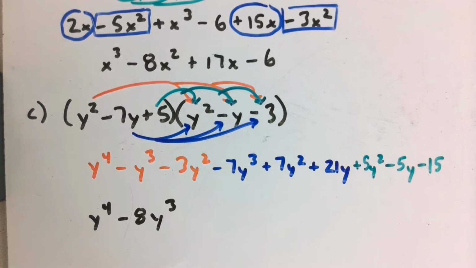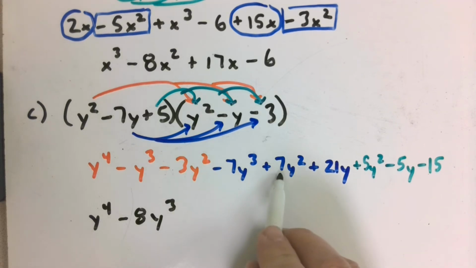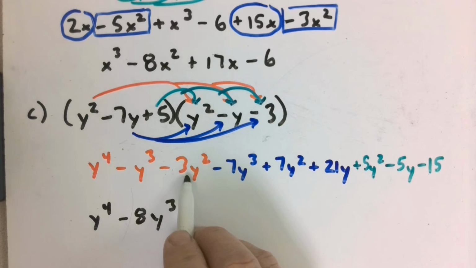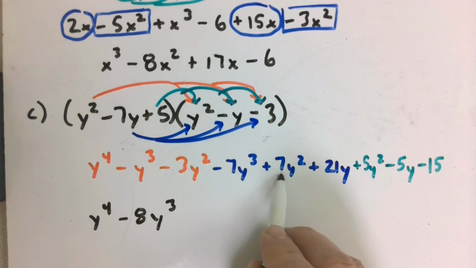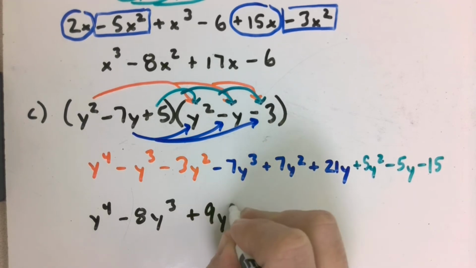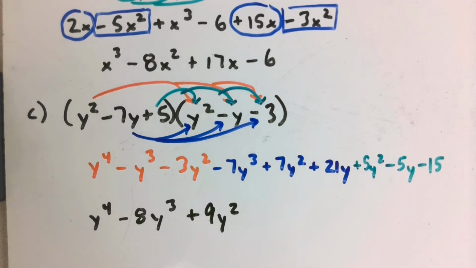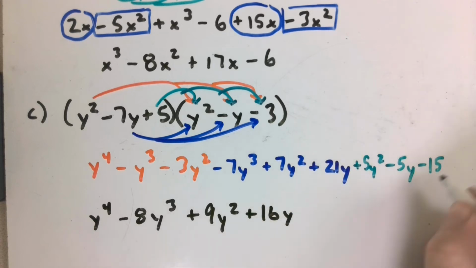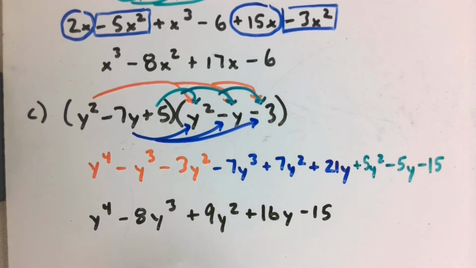For our y squareds there are 3 of those. We have a negative 3, a plus 7, and a plus 5. So negative 3y squared plus 7y squared would be 4y squared, plus 5y squared would be 9 of those y squared terms. We have 2 y terms here and here. 21 minus 5 is 16, and only one constant term. So our final answer in standard form would look like this.